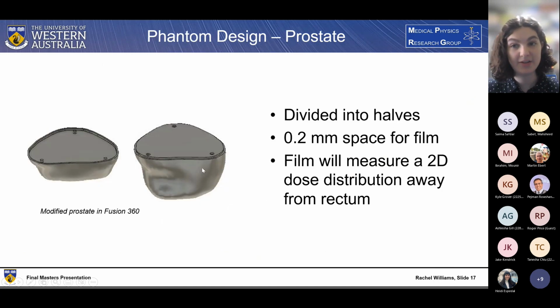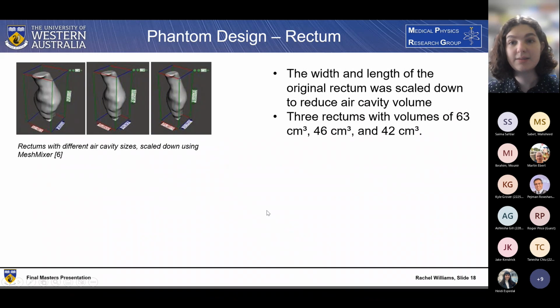The prostate was designed to divide into 2 halves, which could then clip together in order to provide a film insert, which would be able to measure the 2D dose distribution away from the rectum. The rectum was designed to have 3 different air cavity sizes, which was achieved by scaling down the width and length of the original air cavity size so that 3 rectums of volume 63 centimeters cubed, 46 centimeters cubed, and 42 centimeters cubed were designed.